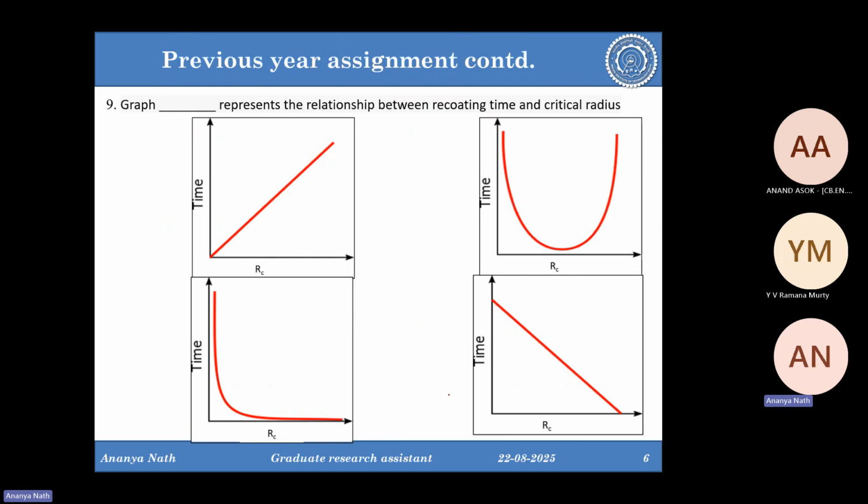So next is the graph representing the relationship between recording time and critical radius. It's very simple. When the critical radius increases, the recording time will also increase. So it's just directly proportional, a straight graph. The bigger the critical radius is, the more time it will take for the deep dipping or for the recording as well.